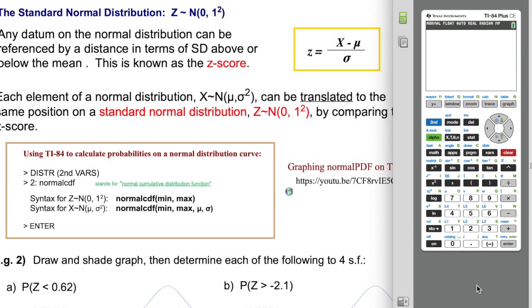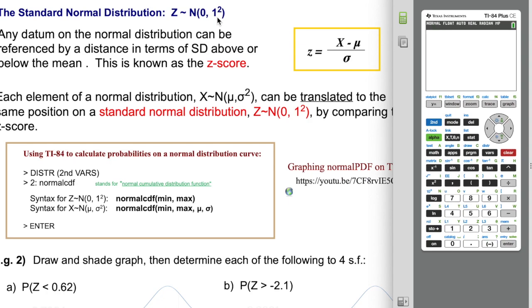Okay, next, let's talk about the standard normal distribution. Z is a variable we assign to it, and it belongs to a normal distribution with a mean of 0 and 1 squared as the variance. Any data point on any normal distribution curve can be compared. But think about 2 classes that wrote a test, and they have different class averages and different standard deviations. How do I know who did better if there are 2 different tests?